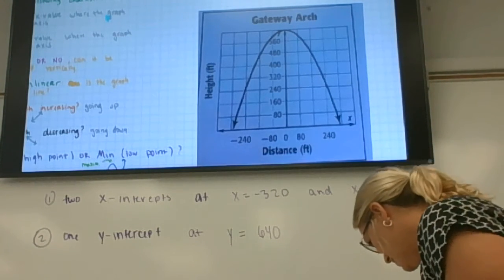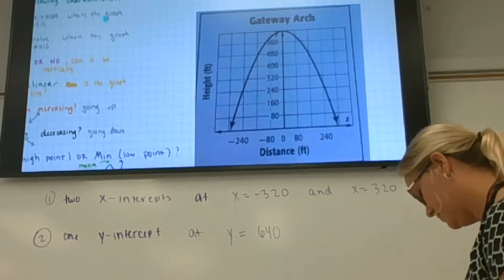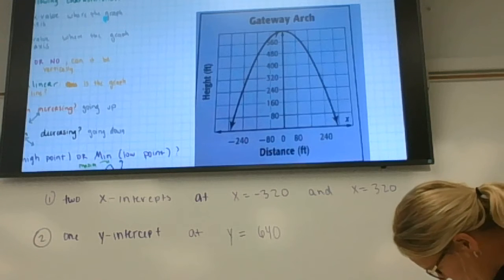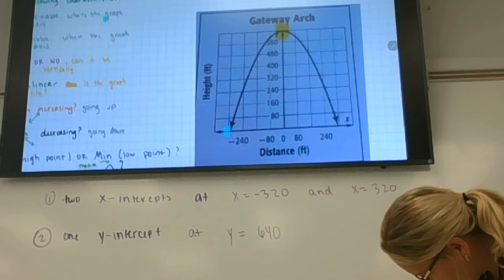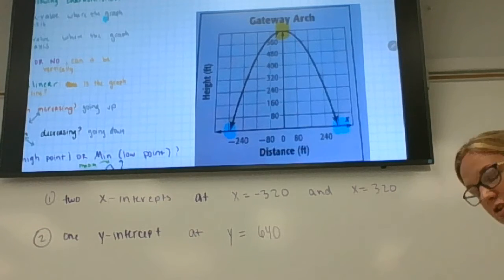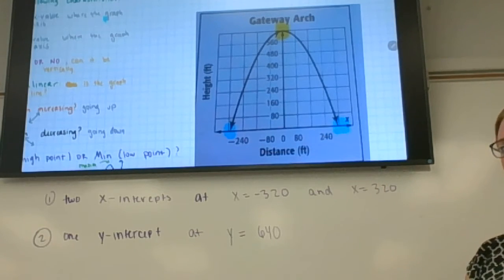So maybe I'll highlight it. This was our Y-intercept up here, and these were our X-intercepts down here. And I picked a challenging graph where you had to figure out the intervals and count. Those are going in intervals of 8.